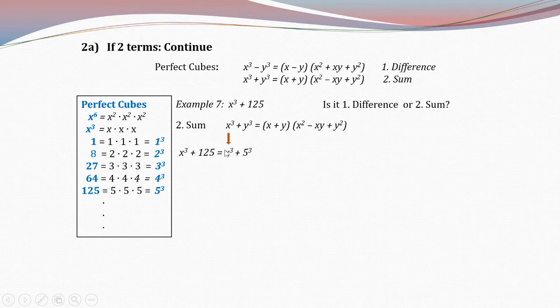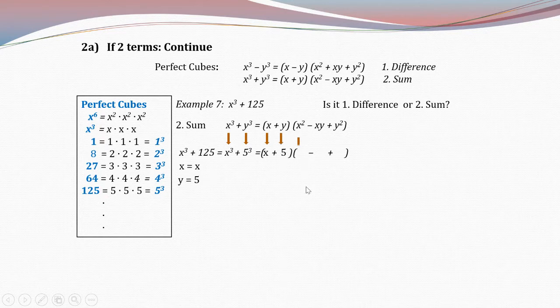Here's how we do it. That's going to be my x. We're going to let x equal x and y equal 5. So everywhere we see an x, I'm going to put an x. Everywhere we see a y, we're going to put a 5. Right? So x is going to be x. Y is going to be 5, right?